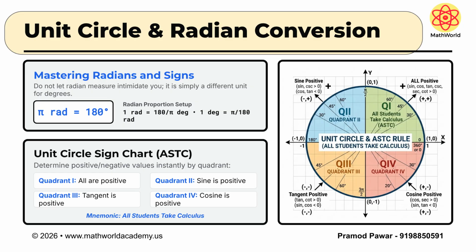All students take calculus. Quadrant 1, all trig functions are positive. Quadrant 2, only sine is positive. Quadrant 3, only tangent is positive. Quadrant 4, only cosine is positive. Lock that acronym in your memory and you will be ready for those coordinate geometry trig questions.